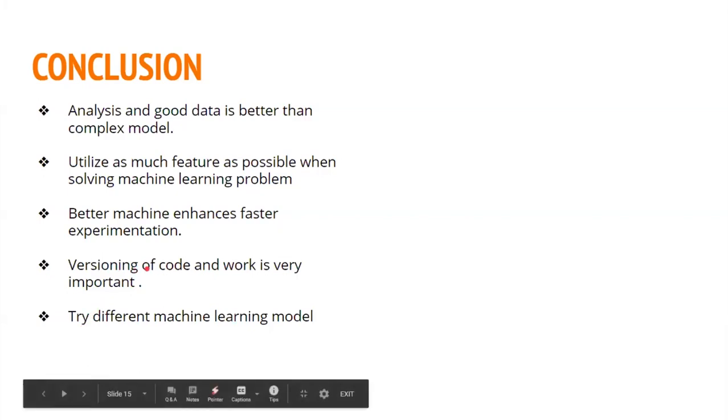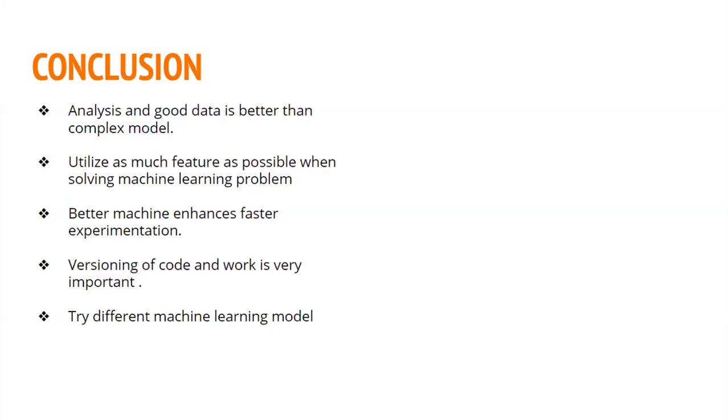Versioning of your code is very, very important as a data scientist. For each code you write, for each change you make, it's very important you version your code. If you want to version your code, you can try GitHub, GitLab, or any versioning tool you can think of. So it's very, very important.